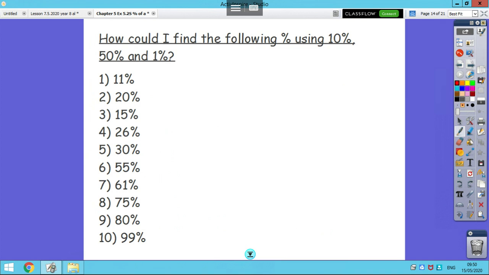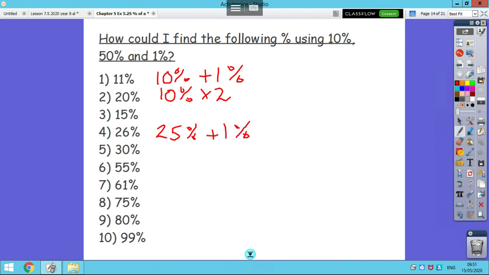Some of these we might have done already. How would we find 11%? How would we find, well, we've done 20%. How would we find 26%? What would we use for each of those? And I really want you to have a think about them. Well, for 11%, we would find 10% and we would find 1% and add them together, wouldn't we? And that would give us 11%. We've already done 20%. We would find 10% and we would multiply it by 2. For 15, we would find 10% and 5% from the 10% and add them together. For 26, we could find 25% using the 50% and then just add 1%, couldn't we?